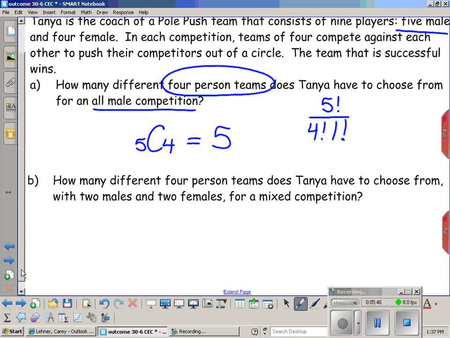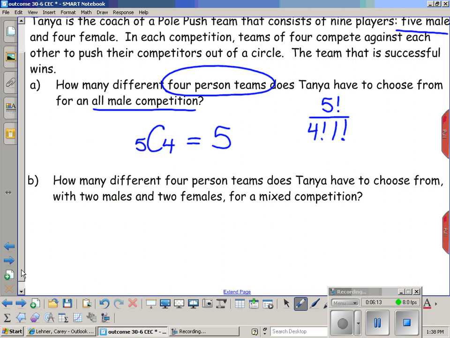Let's look at the next one here. How many different 4-person teams does Tanya have to choose from with 2 males and 2 females for a mixed competition? All right, so now we've got some cases. We want specifically 2 males and 2 females. Again, the order does not matter. It doesn't matter who gets chosen first or who gets chosen second, but we want 2 males and 2 females.